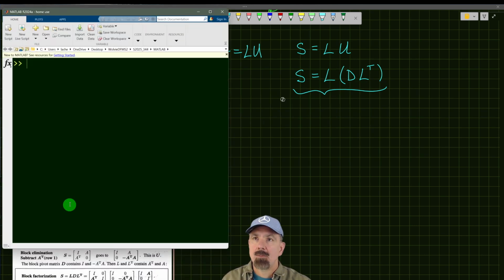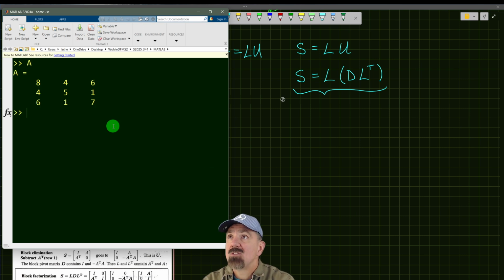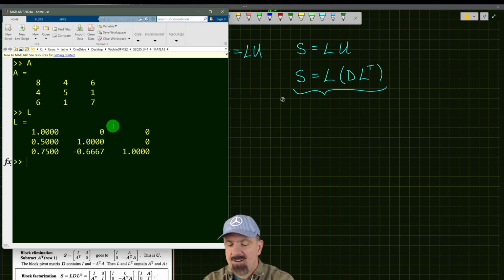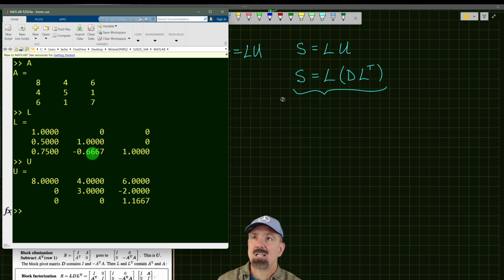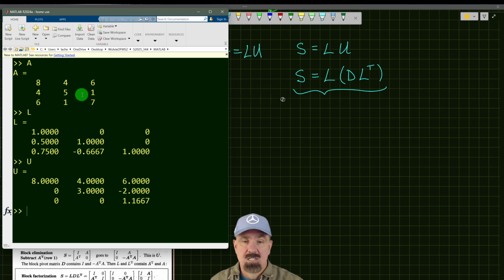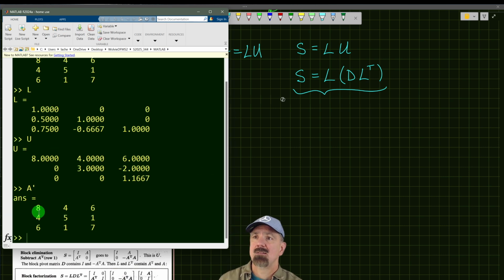Let me show you in MATLAB. So I have an A matrix here where I have found the L and U decomposition. And you'll notice this matrix is symmetric, right? So I've got my main diagonal here, and then across the main diagonal, these values match up. And that's going to give me a symmetric matrix. And we could even see, right, if I take A transpose, of course I get the same matrix as I had up here for A. Now the question is, what is this L times D times L transpose?